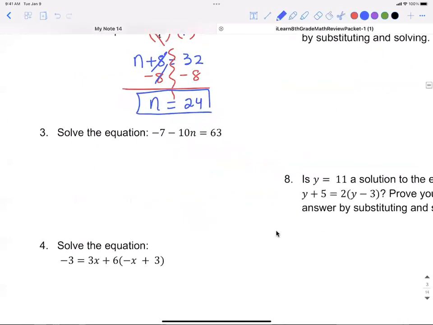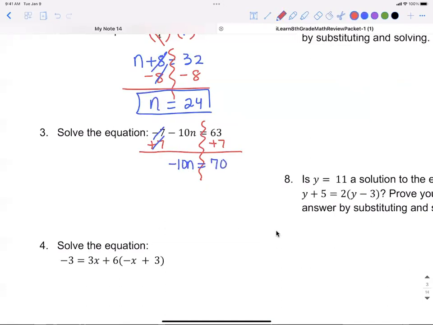All right, same thing here. You've got the -10 and n, they're multiplied, they're really tightly bound right now. So let's snap off the 7 because it's easier to move. It's not tied in with any tight multiplication or division. So the opposite of -7 is +7. Whatever I do to one side of the wall, I always do to the other to keep my wall balanced. That leaves me -10n equals 63 plus 7 is 70.